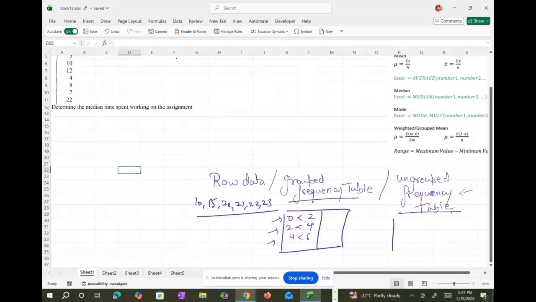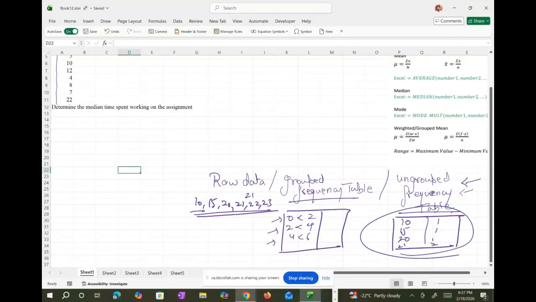Then comes the ungrouped frequency distribution table, in which we will put the numbers, for example, these numbers are in serial order. So 10 is repeating how many times? 1. 15 is repeating itself how many times? 1. 20 is repeating 1. So 21 is repeating, maybe let's say there is 21 twice. So 21 is repeating itself 2 times. So this is called ungrouped frequency distribution table.